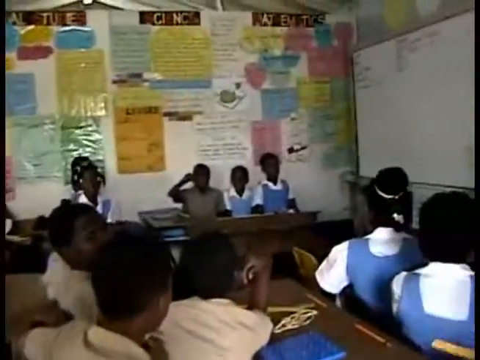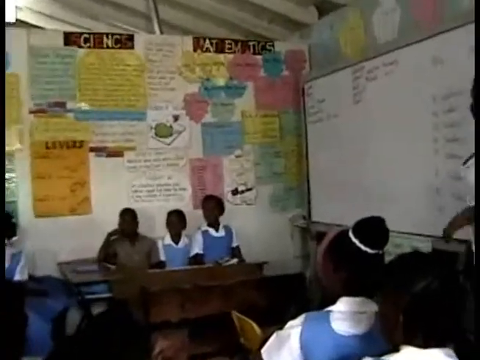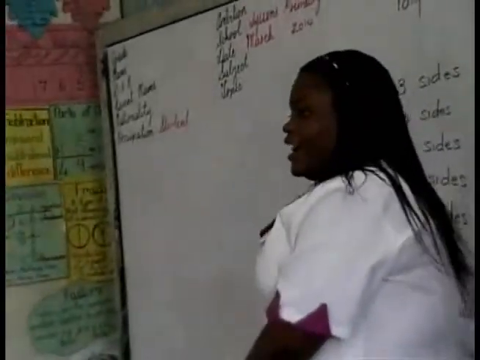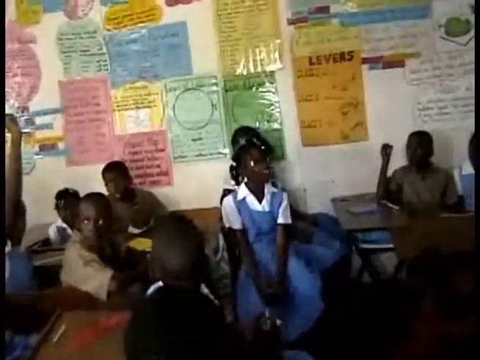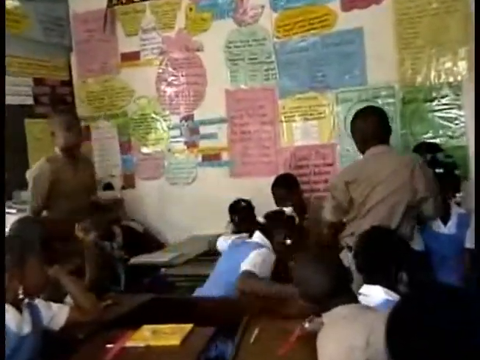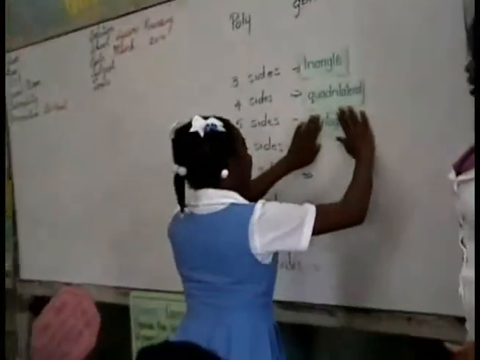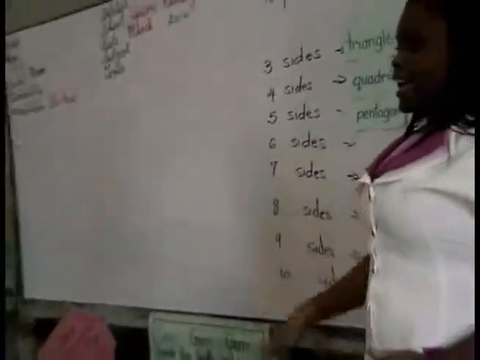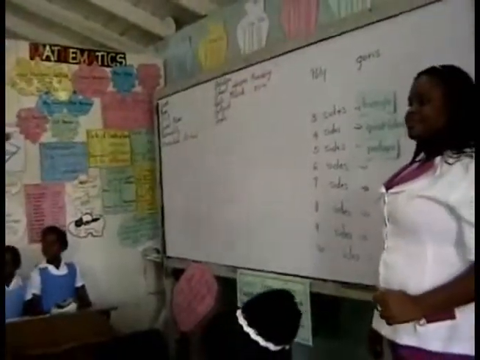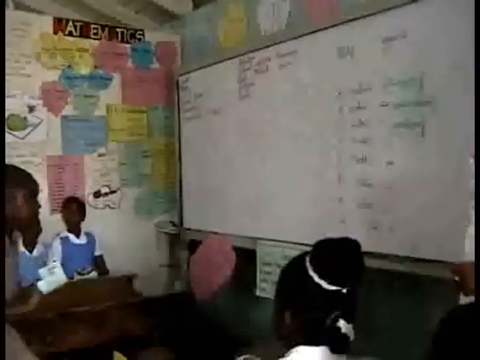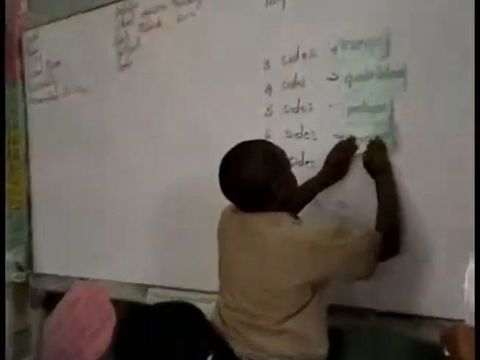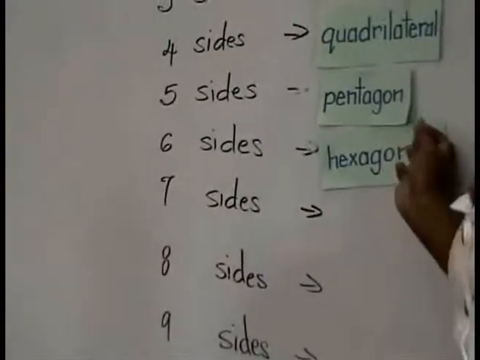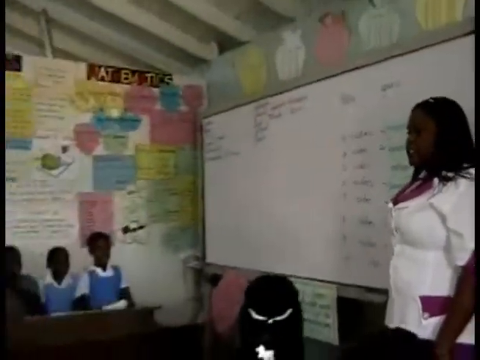Next, 5 sides. Nobody have a 5-sided figure? Anybody know what a 5-sided figure is called? Talk loud. Pentagon. Lorena, come and paste it up here. Alright? Pentagon. 6 sides. What is a 6-sided figure called? Hexagon. Is he correct? Yes, miss.